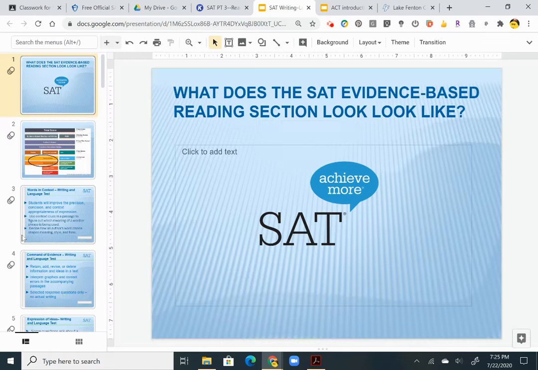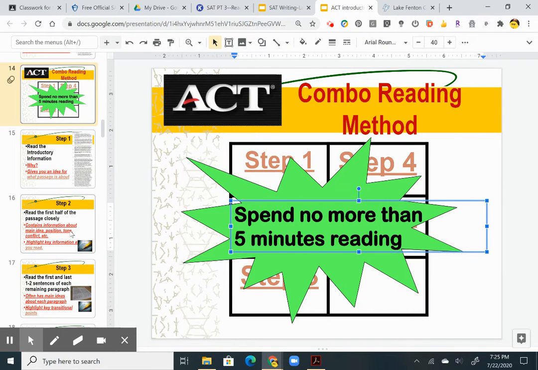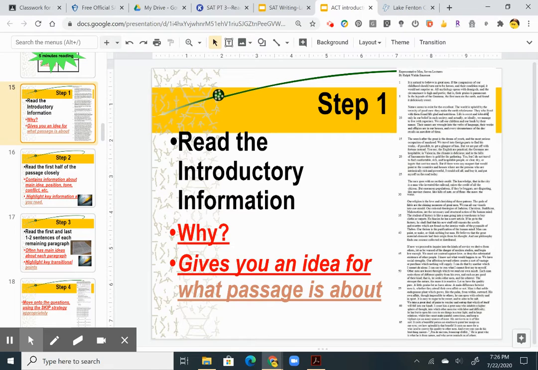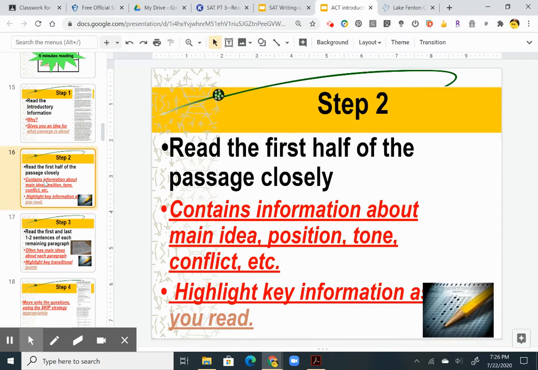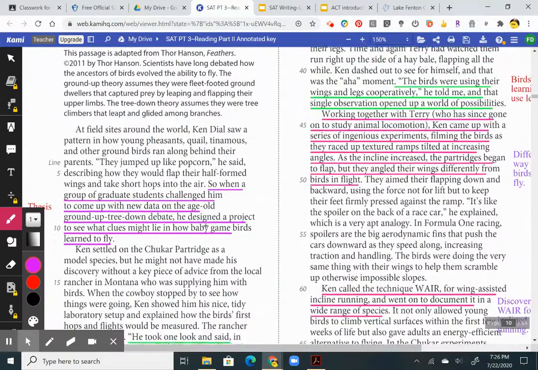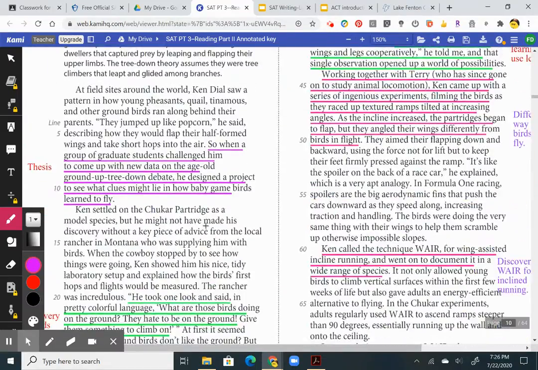Okay, so that's why it's so important to read that introductory information quickly. It gives you an idea of what the passage is about. Then read the first half of the passage closely. So in this particular case, we read this particular passage closely.